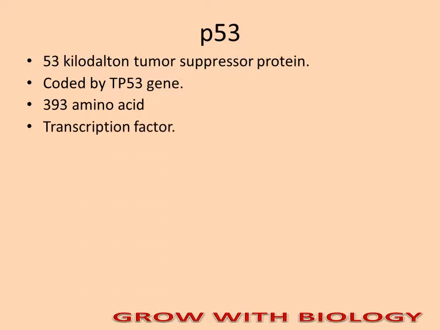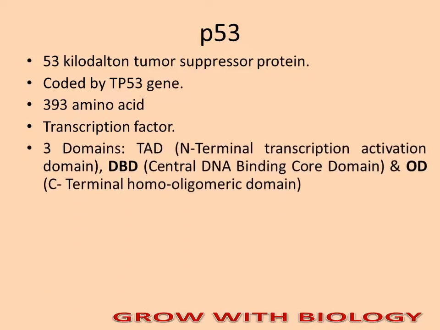So these are a variety of tumor suppressor gene which will suppress the formation of tumor, and the example is P53. It is coded by a gene. As I have told, P53 is a protein, so it is coded from a gene. The gene is TP53. Now the length of the protein is, it is made up of 393 amino acids. It is a transcription factor.